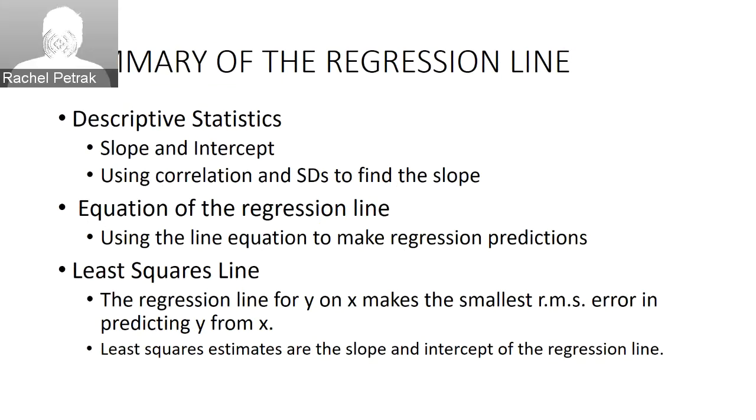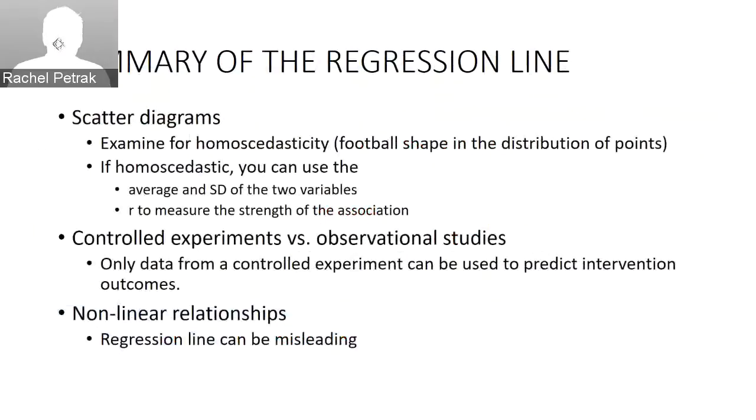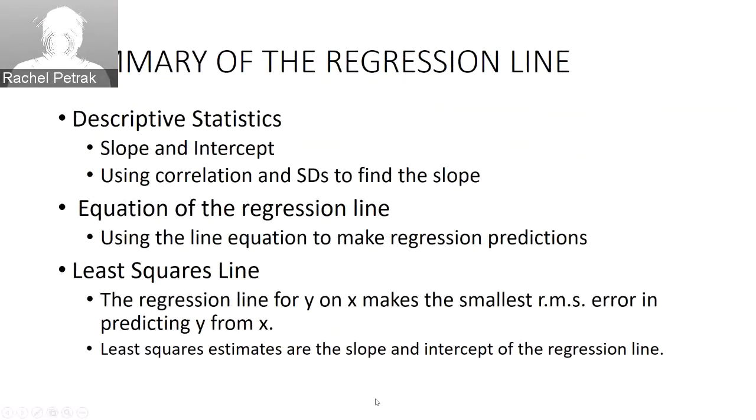The least squares line is just the regression line for y on x. And we call it the least squares because it makes the smallest RMS error in the prediction. And the root mean square is a squared term, so this is where the name comes from. And note that the least squares estimates are the slope and intercept. That's quite literally what we mean by our least squares estimates.